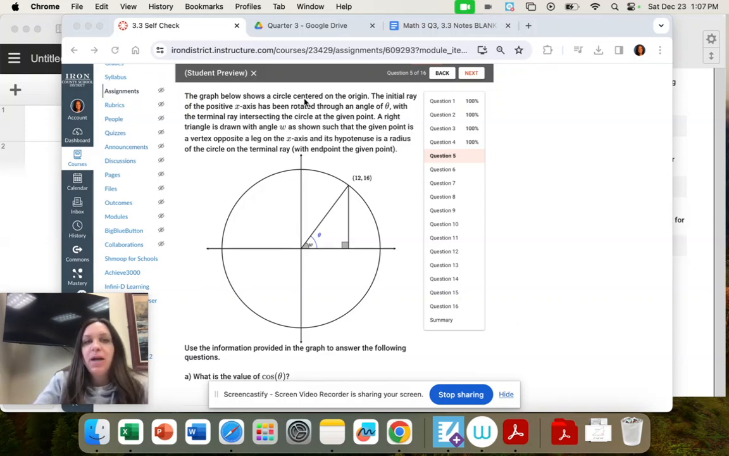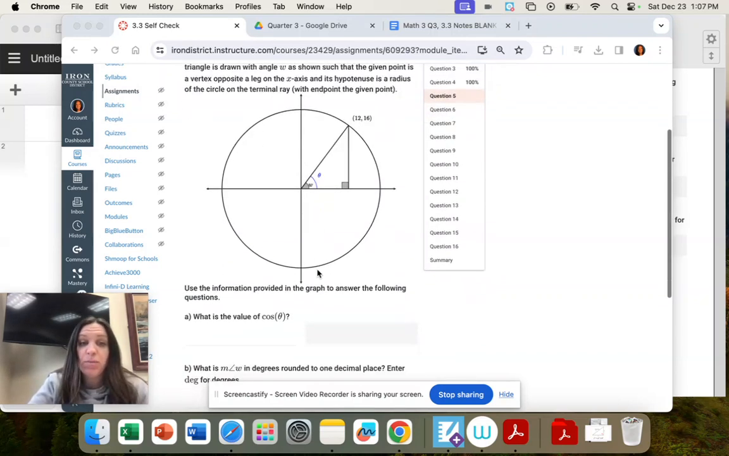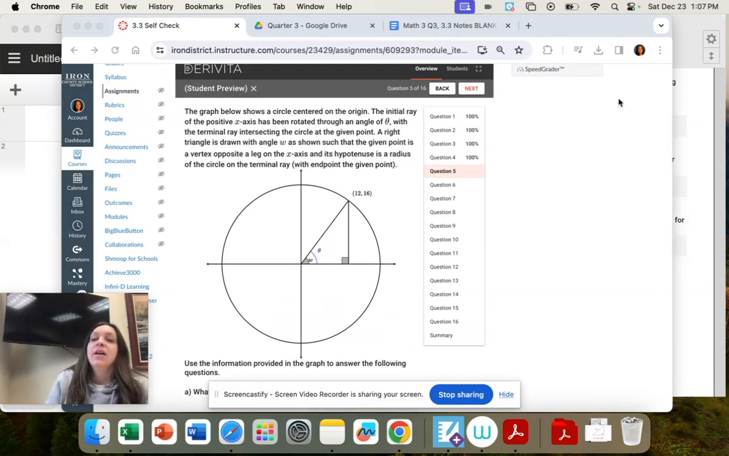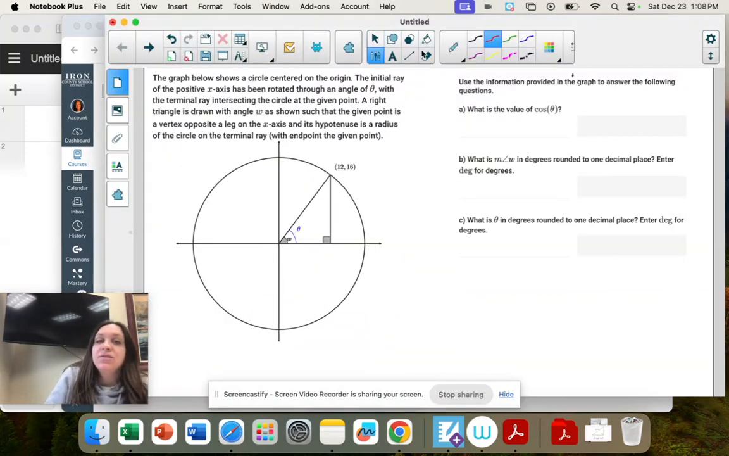The graph below has a circle centered on the origin, and we have a ray that goes through here, 12, 16. And we've seen this similar before. It's what we've been doing, but now we're trying to find the value of cosine. Okay, so we're switching from sine to cosine. And cosine is adjacent over hypotenuse.